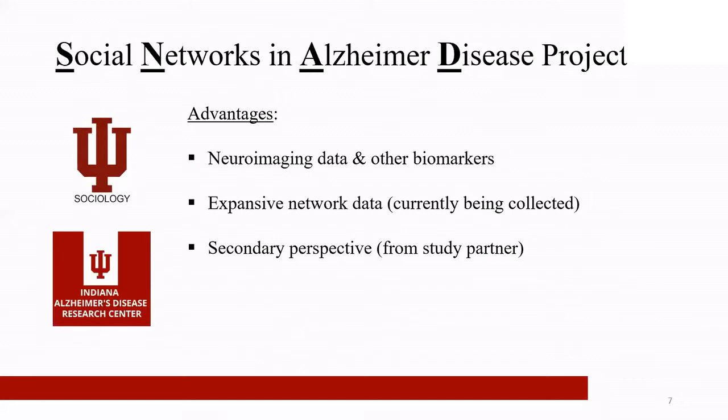So the SNAD has several unique advantages despite being a clinical study. First is we have information not just on their networks, but we also have neuroimaging data and other biomarkers such as genotypes, which are useful when studying cognitive decline. Second, as I previously mentioned, we have expansive network data that's currently being collected in phase 2 that helps us look beyond the core networks that may be important for cognitive impairment. And finally, most pertinent for today's purposes, we have information from a secondary perspective. This comes from a study partner who co-enrolled with all participants starting in that initial wave.